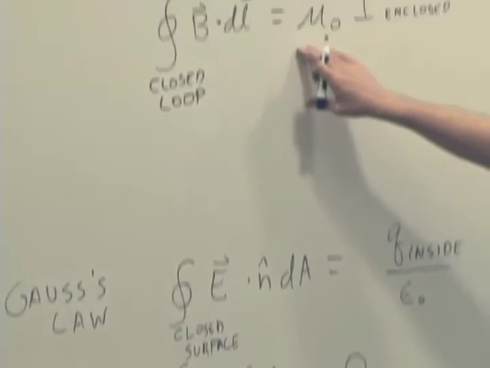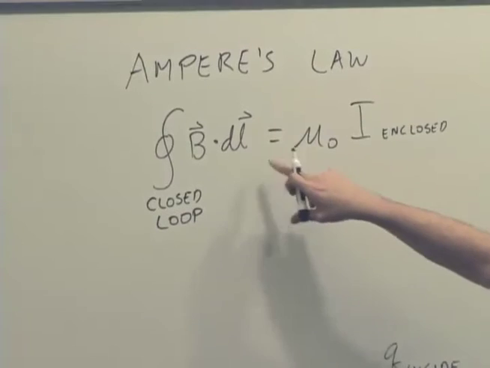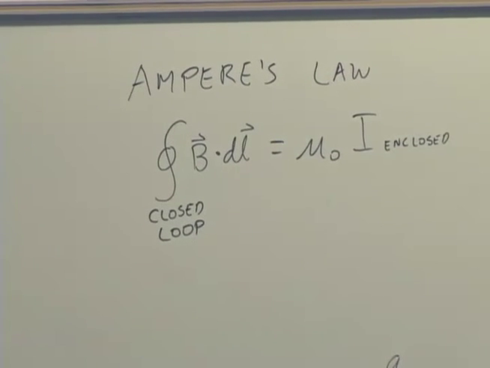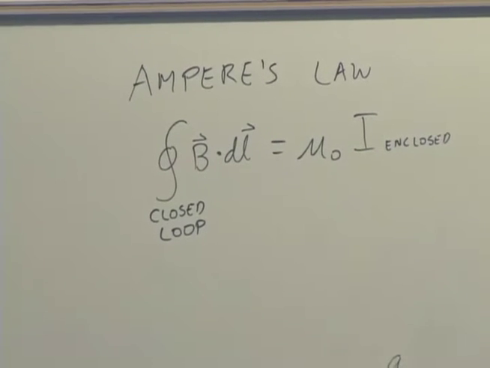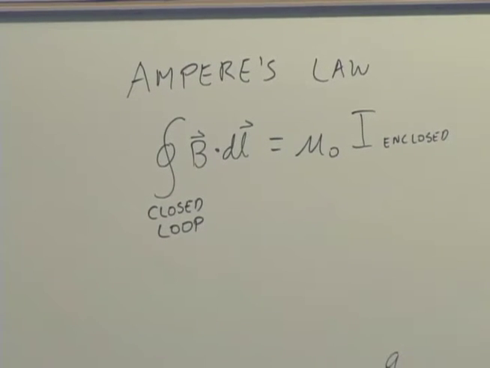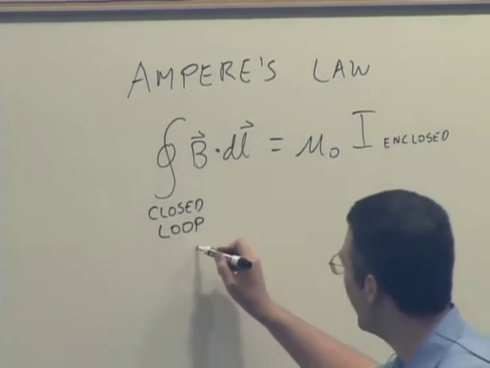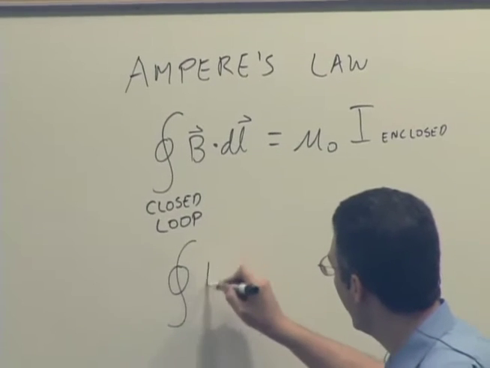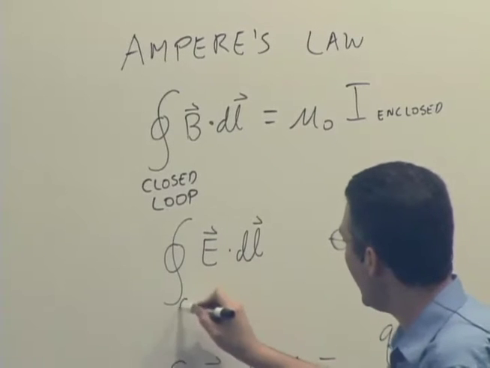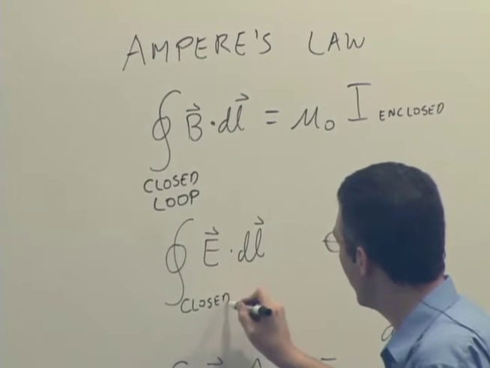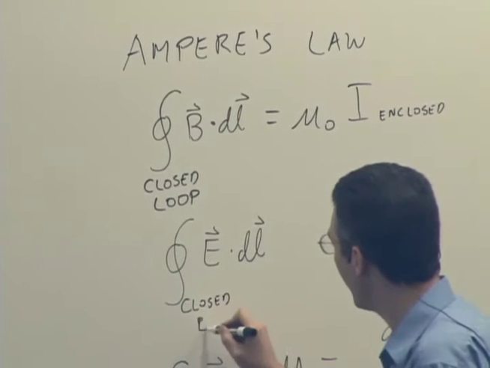One has to do with a path integral over a length. And the area ones have electric and magnetic fields, and this one just has magnetic fields. So by symmetry, we might think that there's got to be a relationship of E dot dl over a closed path, a closed loop.